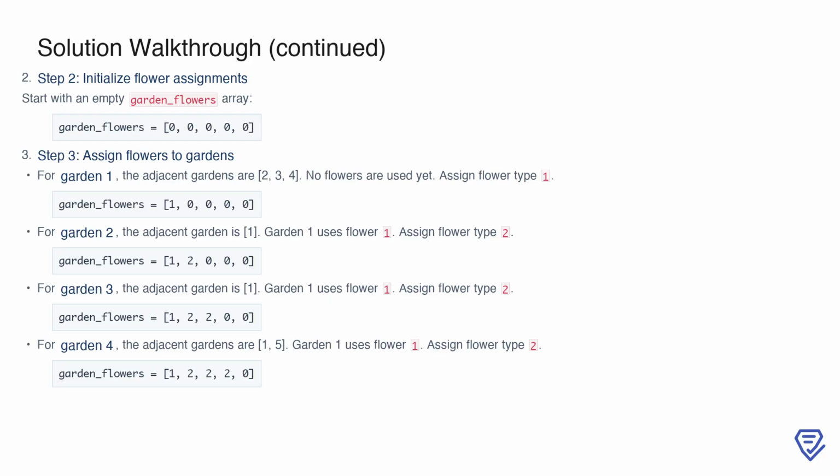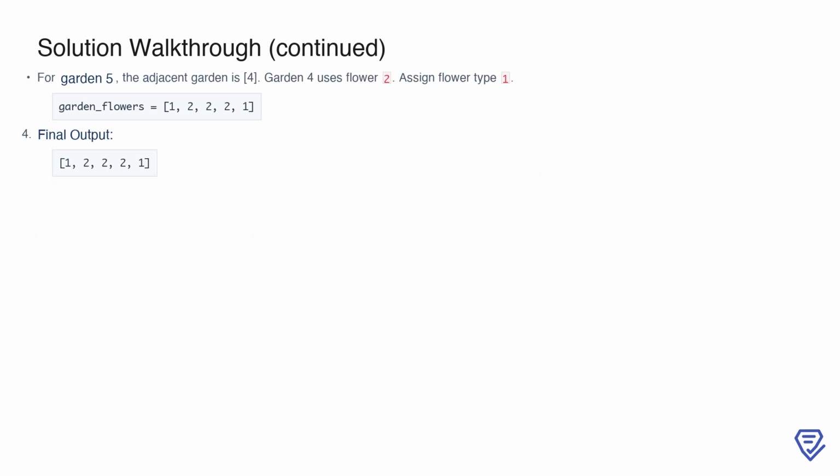For garden 4, the adjacent gardens are gardens 1 and 5. Garden 1 uses flower type 1, so we assign flower type 2 to garden 4, updating the array to 1, 2, 2, 2, 0. Finally, for garden 5, the only adjacent garden is garden 4, which uses flower type 2.